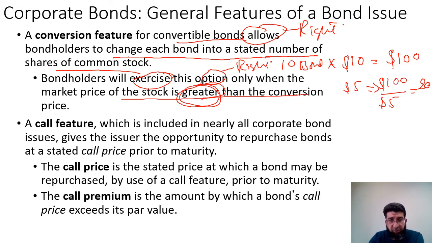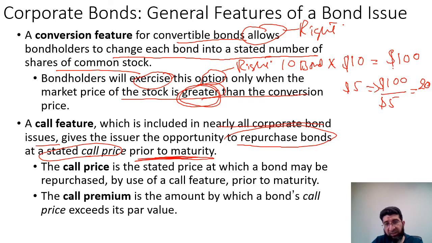Then there is a call feature. Now these are derivative instruments, basically the conversion feature or call feature, where we are getting a simple basic idea of it. A call feature, which is included in nearly all corporate bond issues, gives the issuer the opportunity to repurchase bonds at a stated call price prior to maturity. So this creates a risk for the investor as well. The issuer can say, please return my bonds prior to maturity, and take your money plus whatever the outstanding interest is.